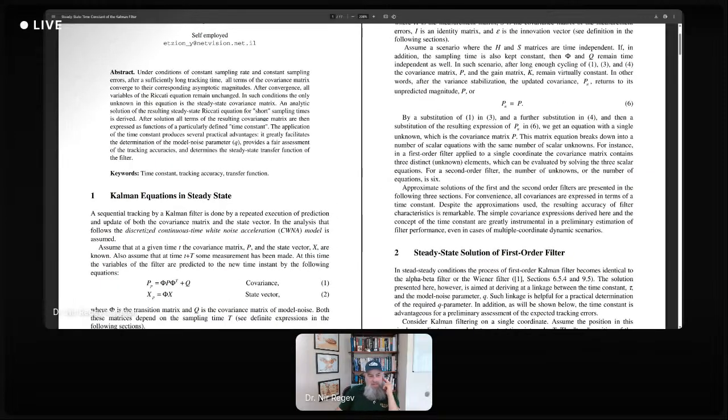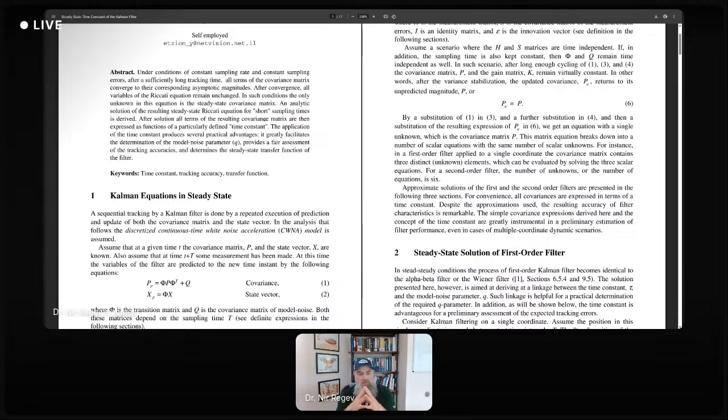Under the conditions of constant sampling rate and constant sampling errors, after a sufficiently long tracking time, meaning what we call in dynamic systems or control theory steady state, all terms of the covariance matrix converge to their corresponding asymptotic magnitudes. After convergence, all variables of the Riccati equations remain unchanged. In such conditions, the only unknown in this equation is the steady state covariance matrix. An analytic solution of the resulting steady state Riccati equation for short sampling time is derived.